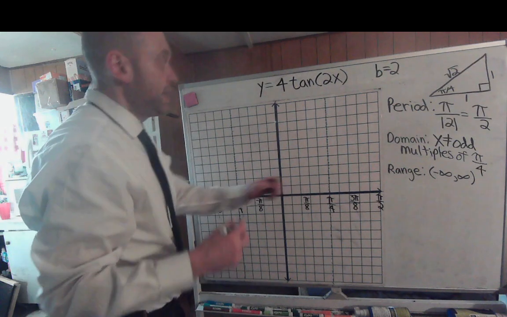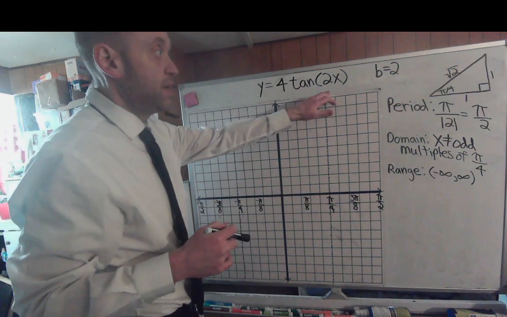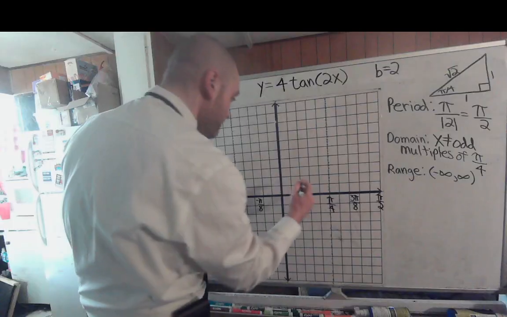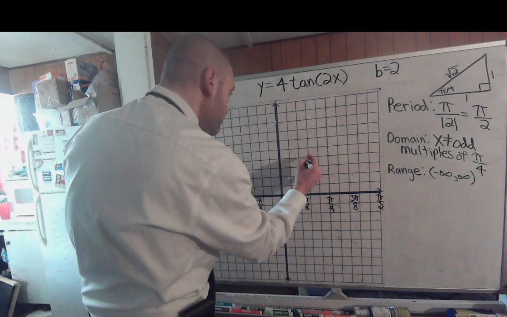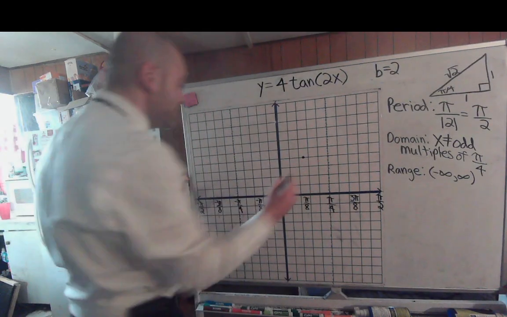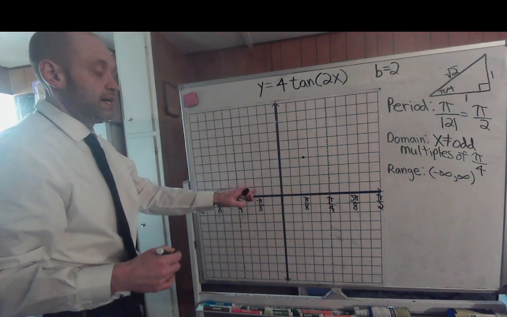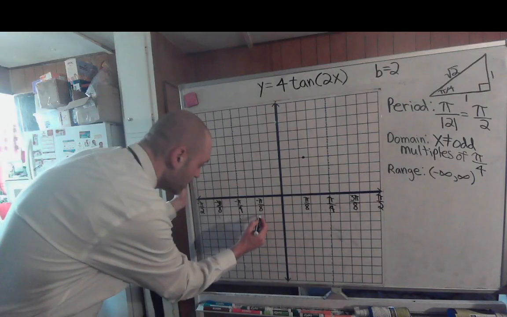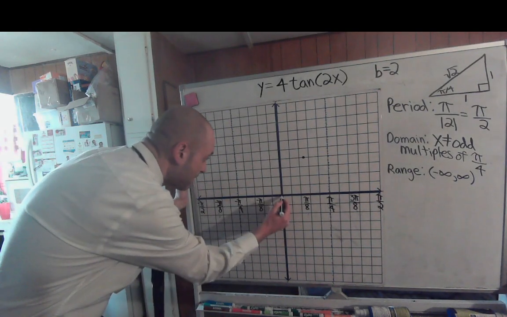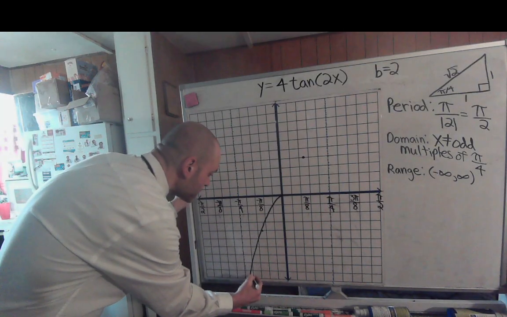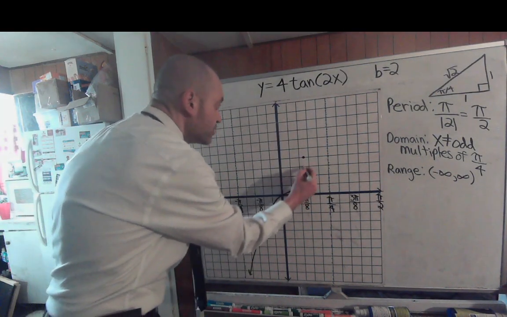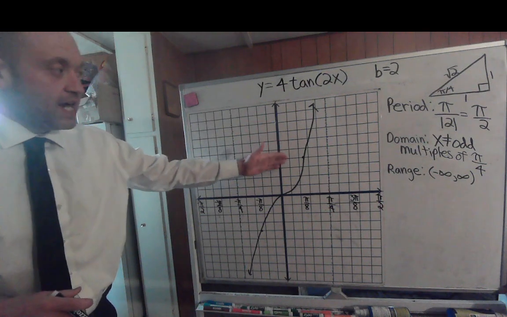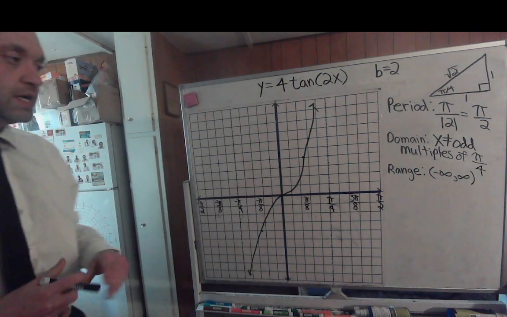Now, if I put in pi over 8, 2 times pi over 8 is pi over 4. The tangent of pi over 4 is 1, times 4 is actually 4. And then if I put in negative pi over 8, I would get the tangent of negative pi over 4, which is negative 1 times 4, will give me negative 4. So you see how vertically stretched this is. This vertically stretches my tangent graph since I'm up at 4 instead of 1.